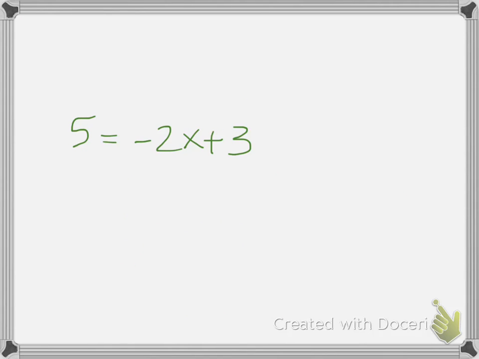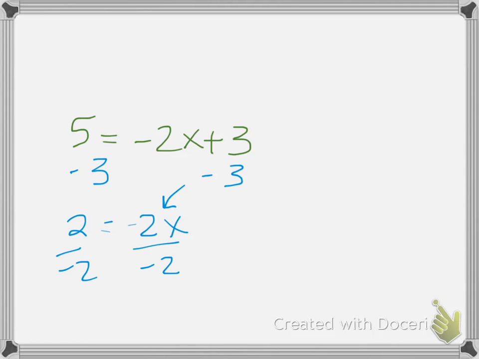Okay, got to get rid of the things not attached to x first, so we got to get rid of this 3. So right now I'm adding 3, so I have to subtract 3 to get rid of it. 5 minus 3 is 2. Right now I'm multiplying in between, so I need to divide to get rid of that negative 2. So I'm going to divide both sides by negative 2. So x should now equal 2 divided by negative 2, which is negative 1.